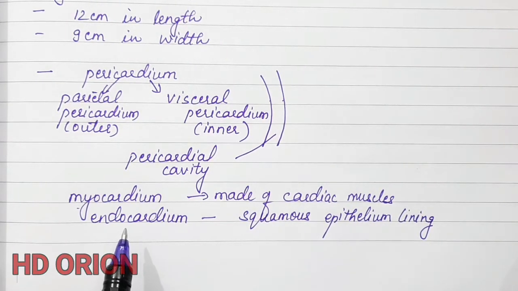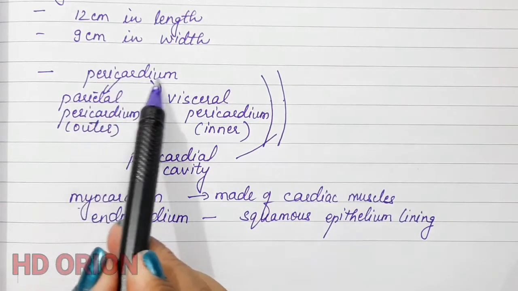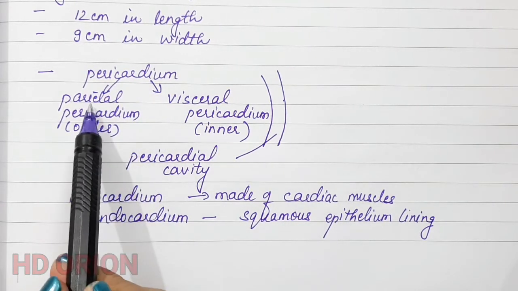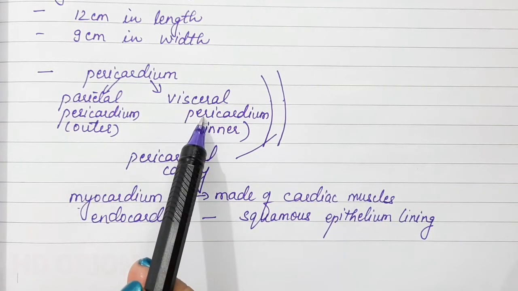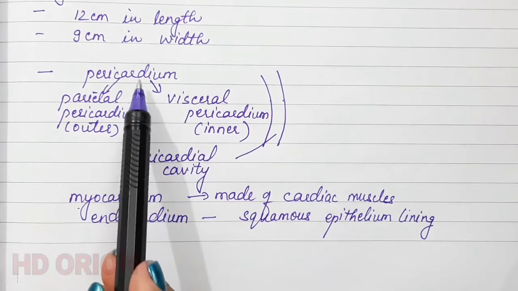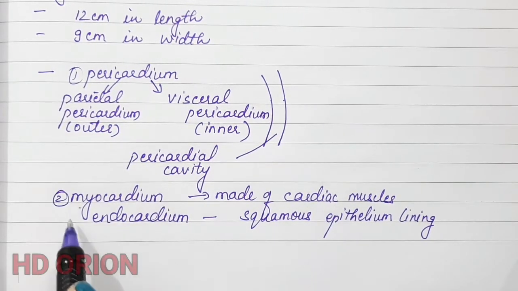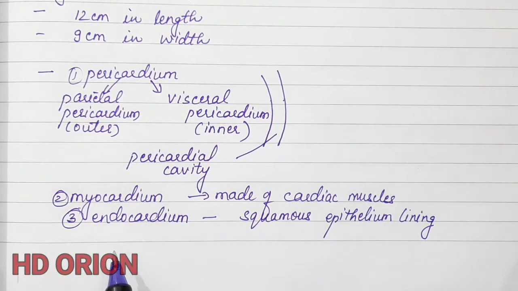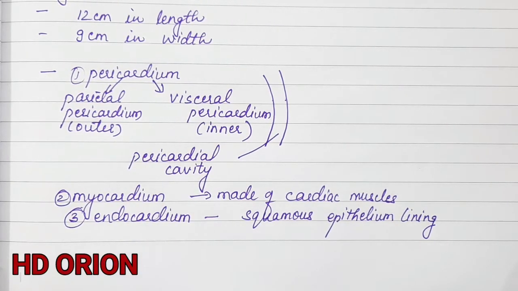So in all, the heart wall is made up of 3 layers. The outermost pericardium, which is further divided into the parietal pericardium, which is placed outer, and inside is the visceral pericardium, and inside the pericardium next comes the myocardium, and the innermost is the endocardium, and inside it is the hollow cavity. As I said, the heart is hollow from within, so inside the endocardium the heart is hollow.